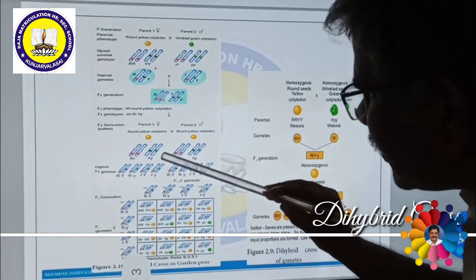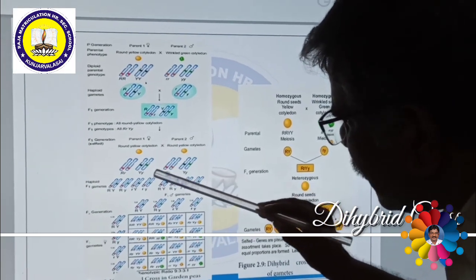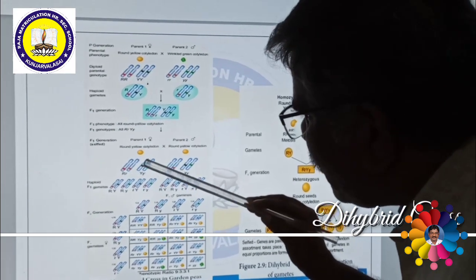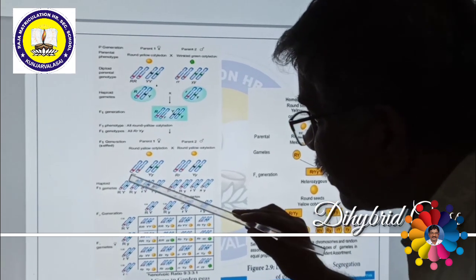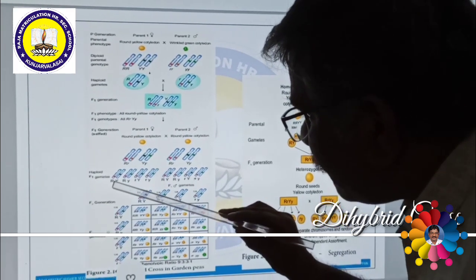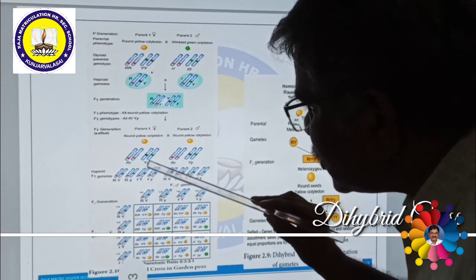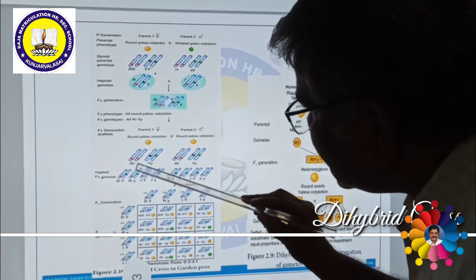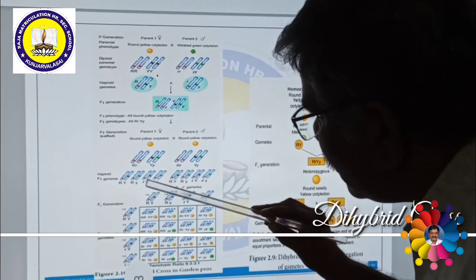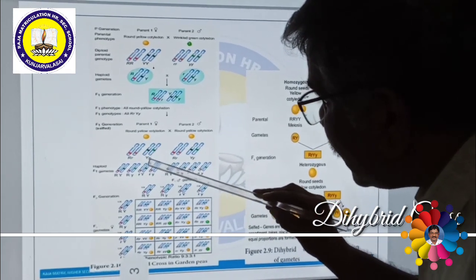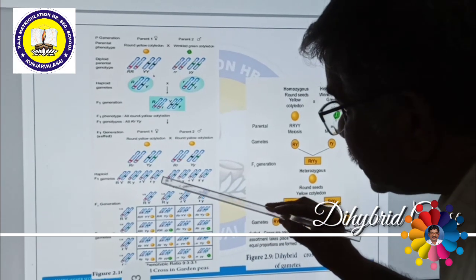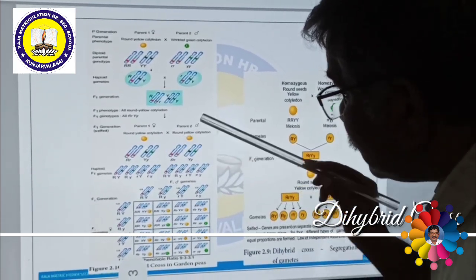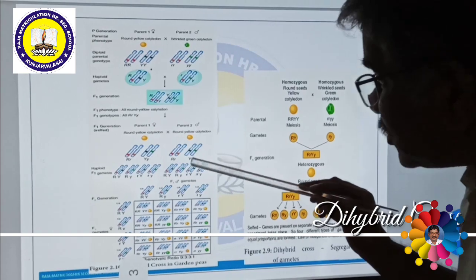Now we can consider this female parent alone. How can the gametes be produced? There are 4 different types of gametes. How can we produce them? Capital R, capital Y, one gamete. Capital R, small y, one gamete. Next, small r, capital Y, one gamete. Small r, small y, another gamete. So 4 gametes will be produced. Similarly, the male parent is also the same.